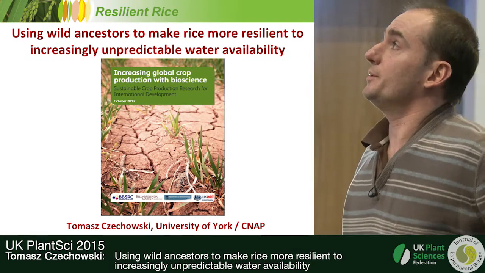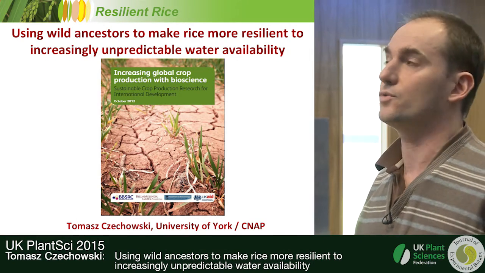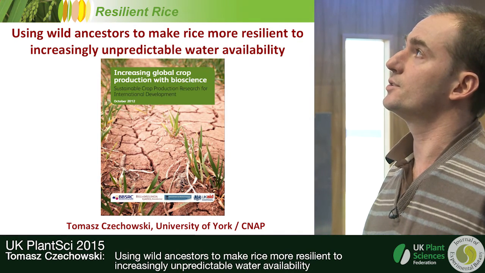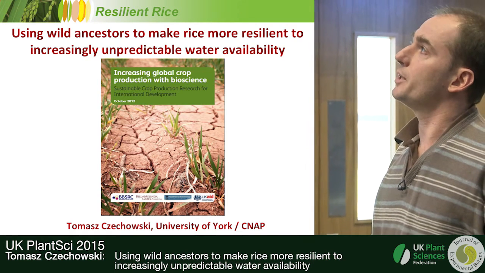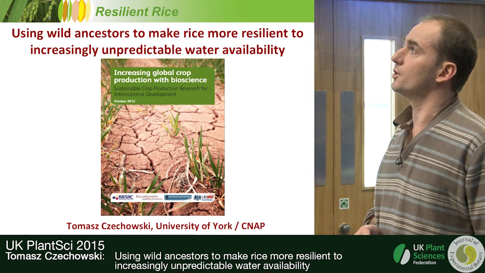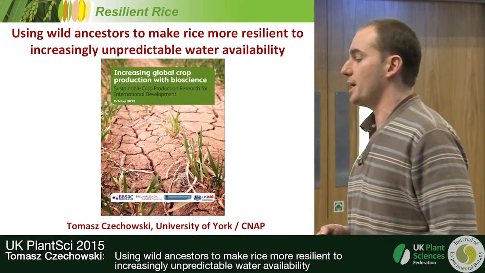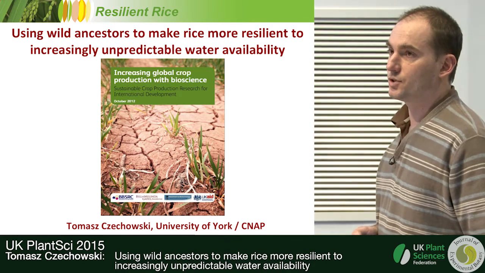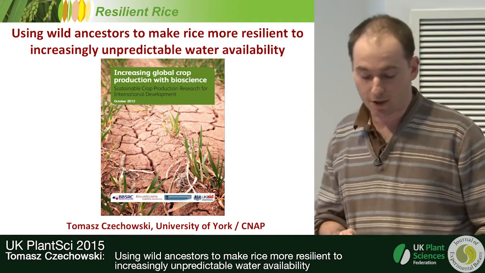So the project we have been involved in for the last 2 years is using wild relatives of rice to breed new varieties which are more resistant to unpredictable water availability. This is part of an initiative, one of 11 projects, called Sustainable Crop Production Research for International Development, which aimed at improving food crop production in developing countries in South Asia and Africa.